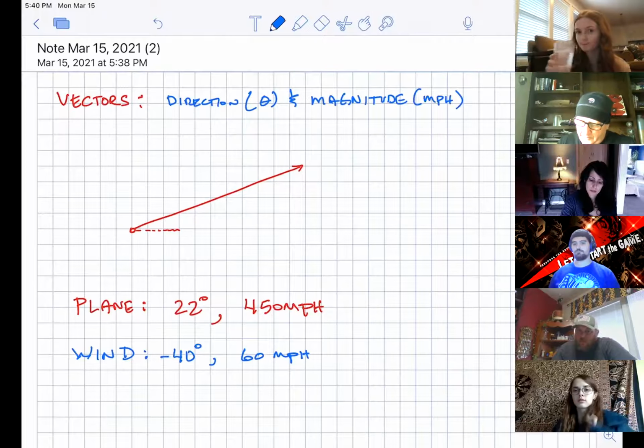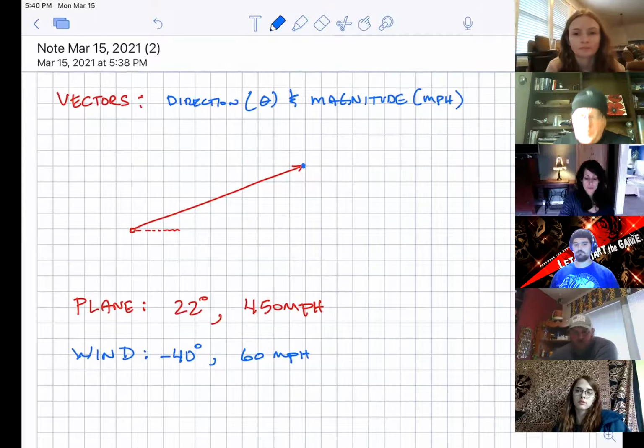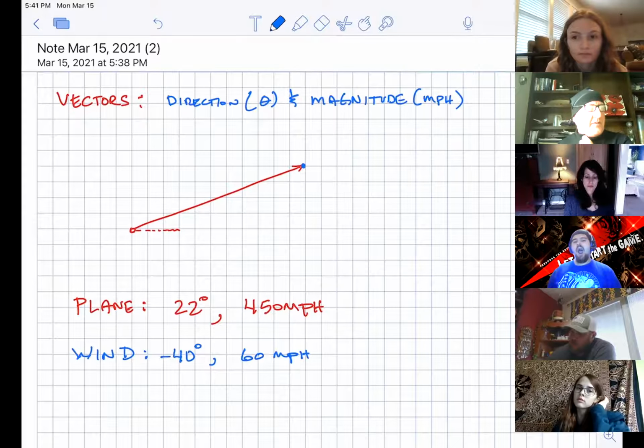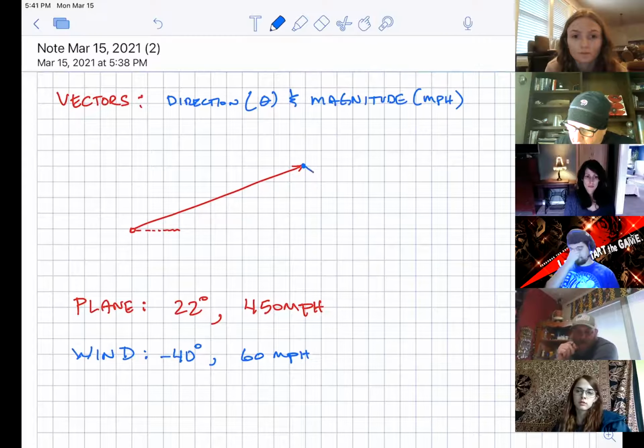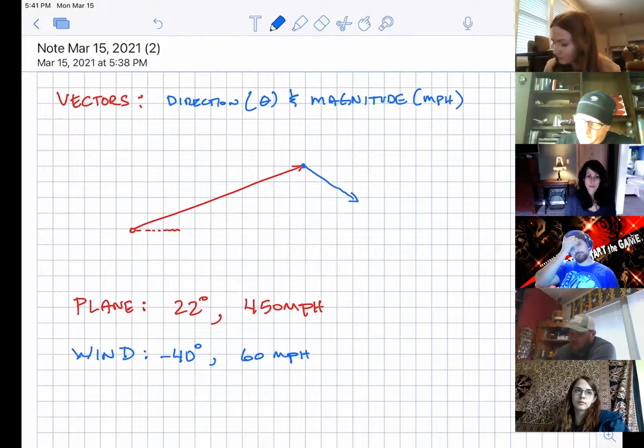Just for the fun of it, let's make this negative 40. The cool thing about vectors, and that first one is a vector because it has a direction and some kind of strength, a magnitude, in this case 450 miles per hour. So if I went negative 40, that might be down there. And so I end up with this.